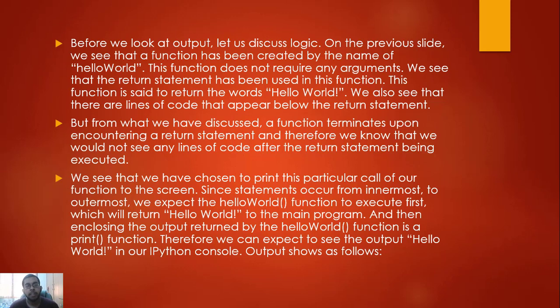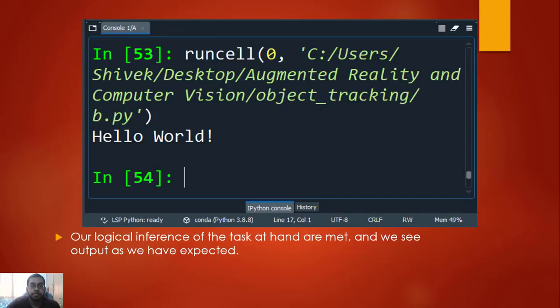We see that we have chosen to print this particular call of our function to the screen. Since statements occur from innermost to outermost, we expect the hello world function to execute first, which will return hello world back to the main program, and then enclosing the output returned by the hello world function is a print function. Therefore, we can expect to see the output hello world in our IPython console. Output shows as follows. Hello world. Our logical inference of the task at hand is met, and we see output as we have expected.